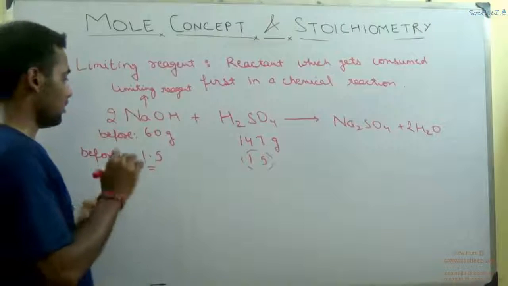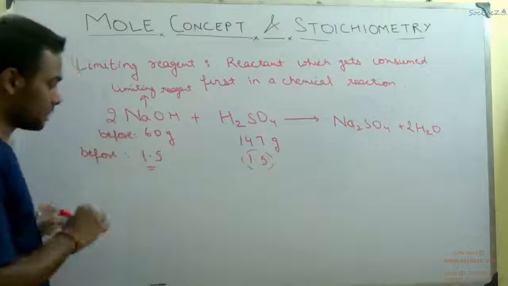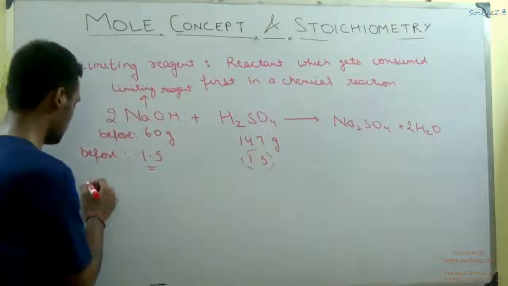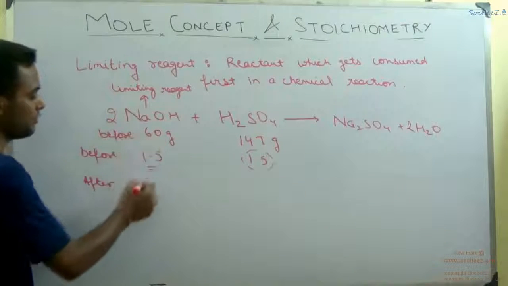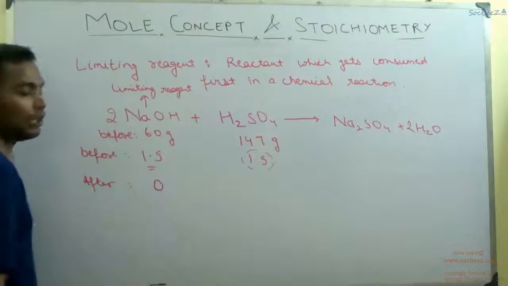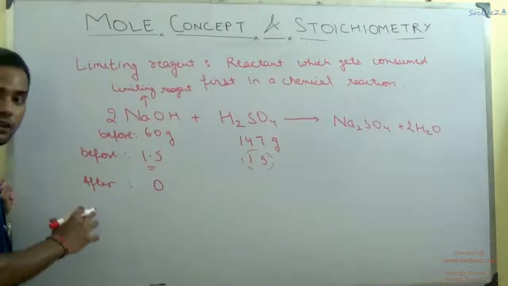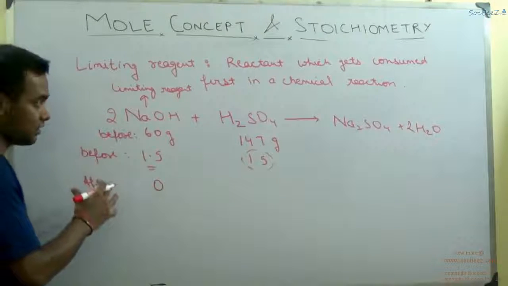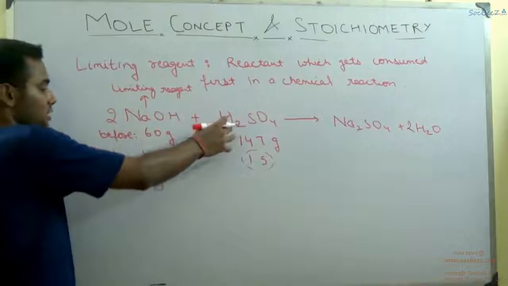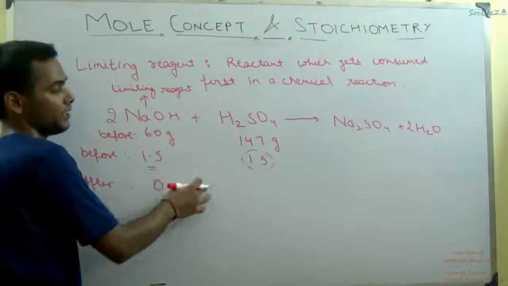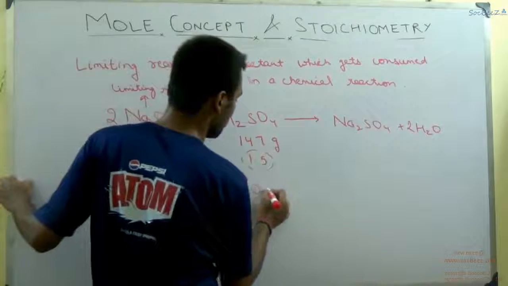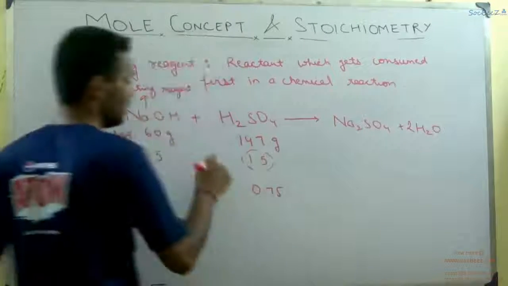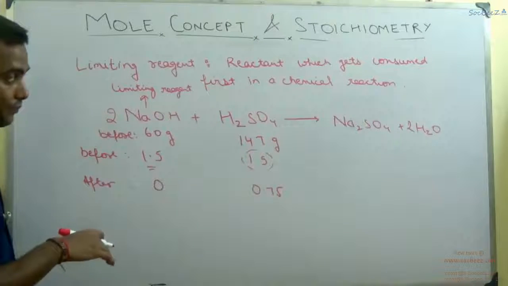Finally, at the end of this particular chemical reaction, the amount of moles of NaOH left will be 0. All NaOH will be consumed because NaOH is the limiting reagent. Now, in case of H2SO4, only 0.75 moles of it will get consumed. Therefore, 0.75 moles will be left in the reaction.